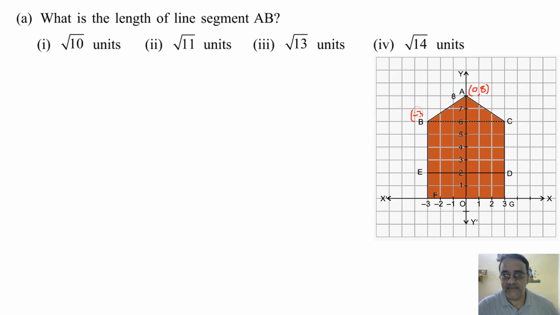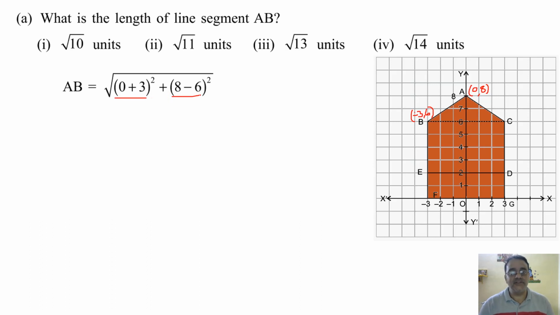And what is this point? -3, 6. So we can use the distance formula, right? If you use the distance formula, it will be root over 0 plus 3 whole square plus 8 minus 6 whole square. So you will get 9 here, 4 here, 13. So root over 13 units is the correct answer. So this is the right option.